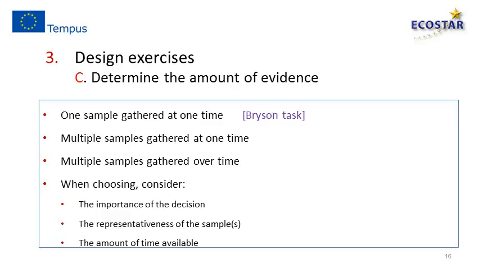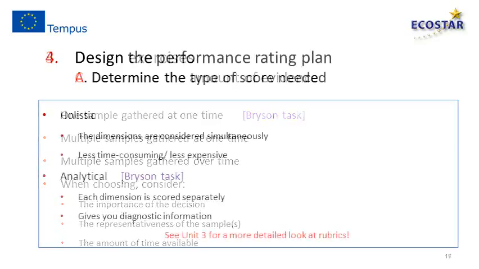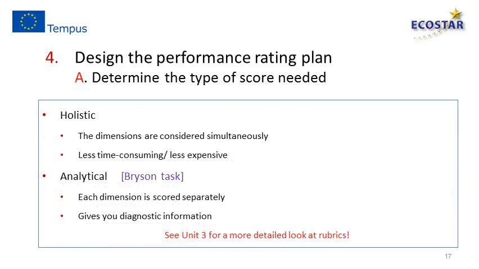There are no rules about how much is enough. You have to use your judgment to decide what you think is appropriate. Okay, now we're moving on to the last component, which is to design the performance rating plan. And again, some of these will be repeated in Unit 3, but I want to talk about some of them right now. What type of score do you need?